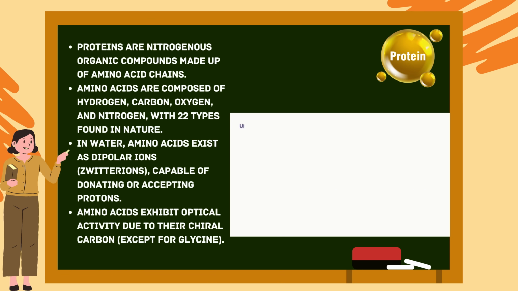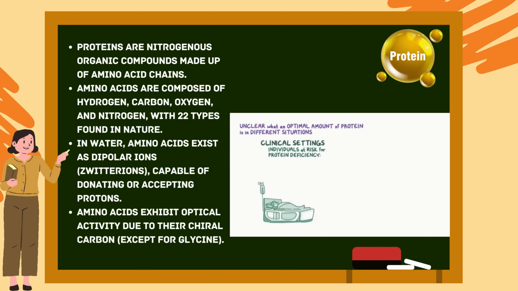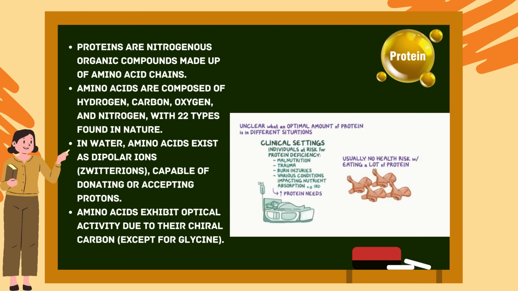Now the fact is that it is still unclear what an optimal amount of protein is, and the research is ongoing. In clinical settings, there are certain individuals who may be at risk for protein deficiency, including patients with malnutrition, trauma and burn injuries, as well as various conditions impacting nutrient absorption like inflammatory bowel disease. These individuals may have increased protein needs compared to the general population. Except for certain circumstances like kidney disease, there isn't a health risk associated with eating a lot of protein because our bodies are able to process it.